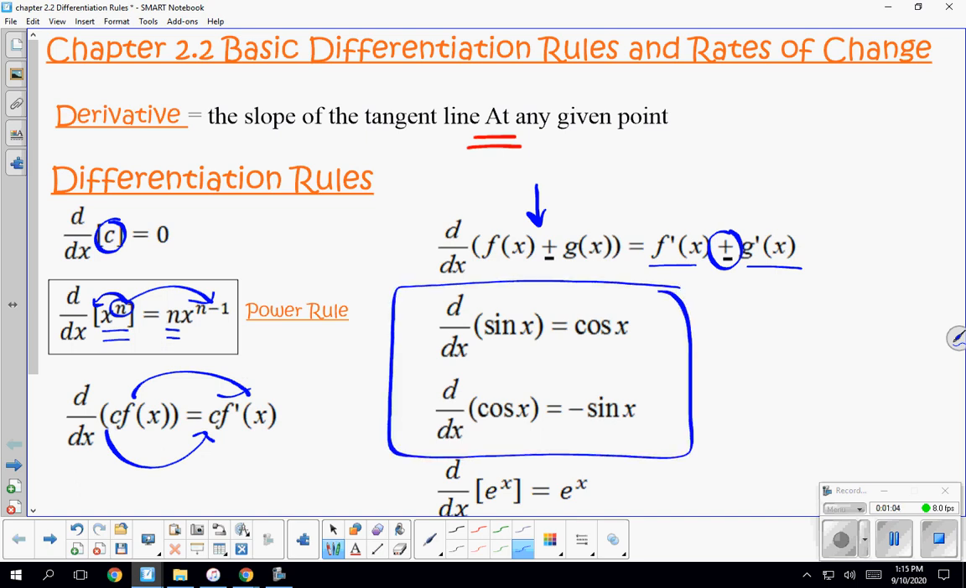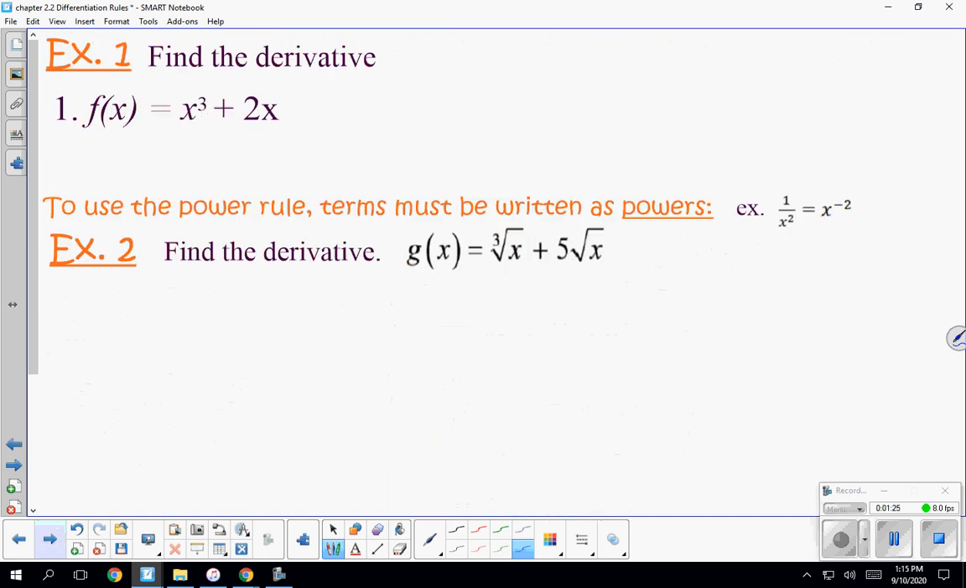I'm also going to ask you at some point to memorize the derivatives of tangent and secant. These are the only two you have to memorize, but all four are very common, so you might as well memorize them both. So sine is cosine, cosine is negative sine, and finally the derivative of e to the x is e to the x, so that's why we like e to the x.